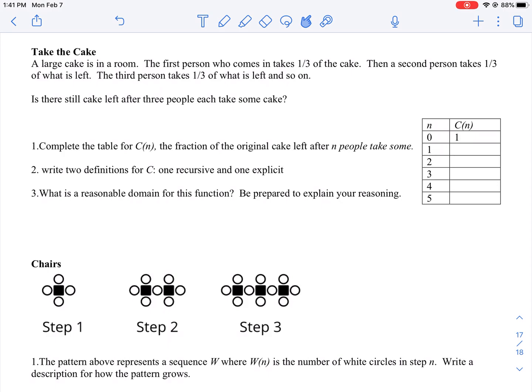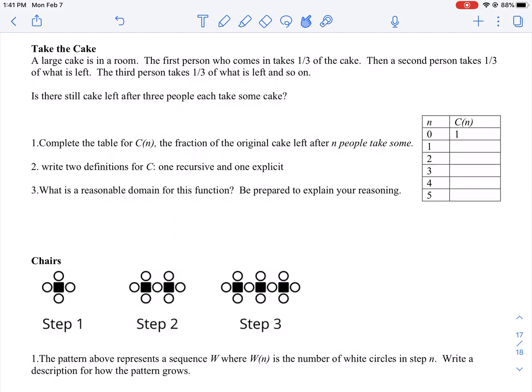So a large cake is in a room. The first person who comes in takes 1/3 of the cake, then the second person takes 1/3, and the third person takes 1/3. Is there still cake left after 3 people eat the cake? What do you think there? Well, let's see.